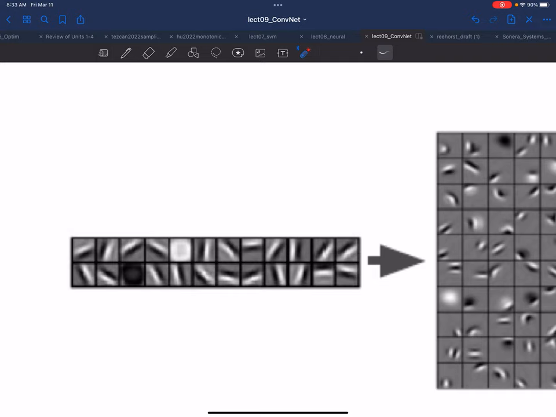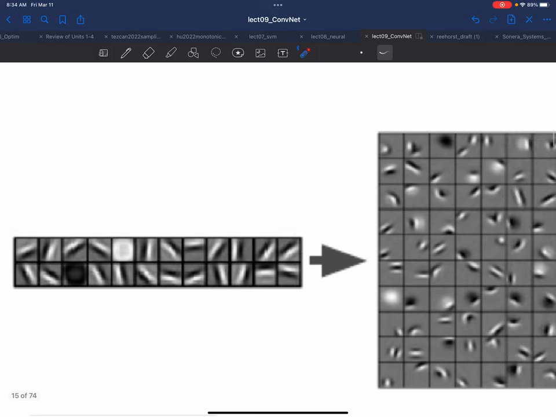So when looking at these little pictures, you can interpret the white as positive, the black as negative, and the gray as zero. So we have a positive bump here, a negative bump here. A lot of them look like that, with different orientations of those two bumps. And then we have a couple things that look like just a positive or negative bump.